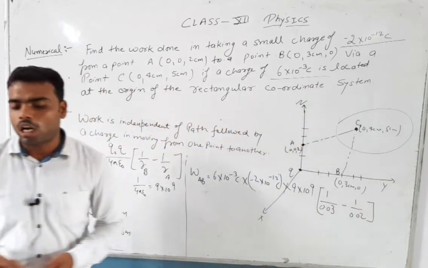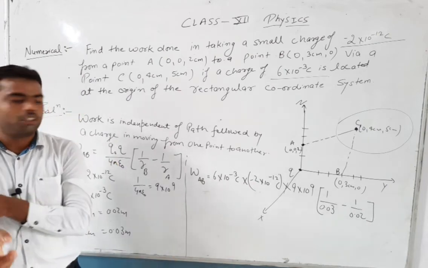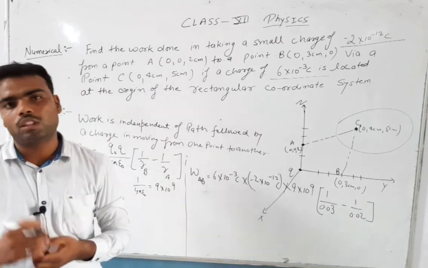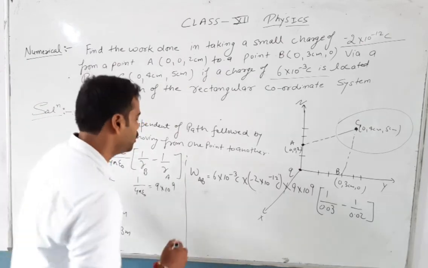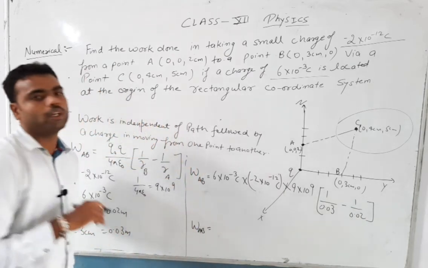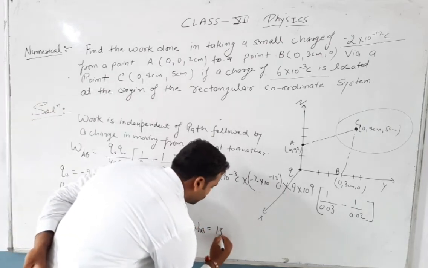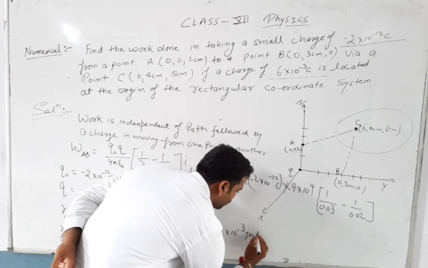Okay, now after solving all these values, we will get the final answer WAB, which will be equal to 1.8 multiplied by 10 raised to power -3 joule. So final WAB is equal to 1.8 multiplied by 10 raised to power -3 joule.